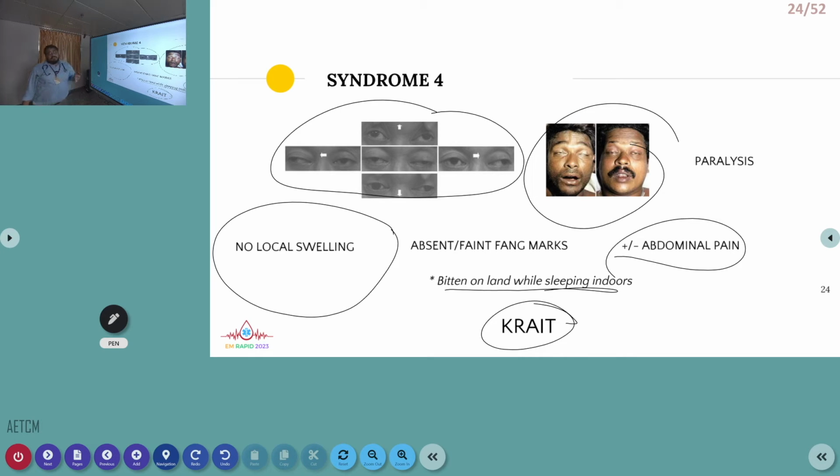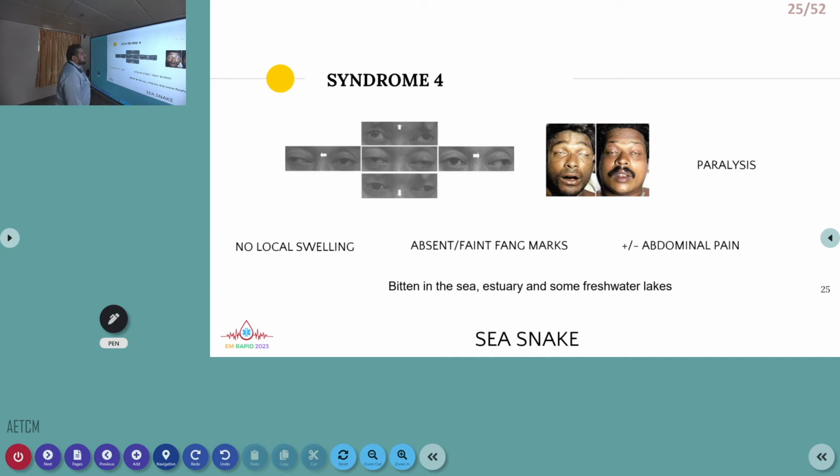So remember that without local signs, they are having neurological features. You need to think in terms of a syndrome 4, that is the krait envenomation. Then you have syndrome 4, where you are having no local signs, absent fang marks, plus abdominal pain, bitten in the sea. You remember that it is a sea snake. Also there can be evidence of paralysis. So these are the syndromes that you need to remember.